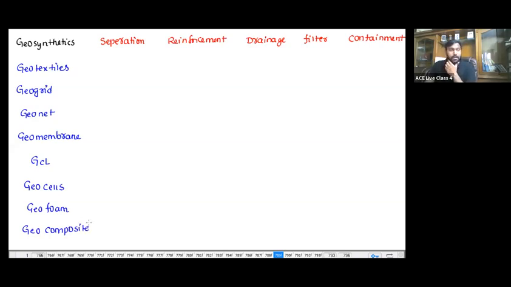Now let's see what the purposes are. In the case of geotextiles, it can be used as a separator. Yes. It can be used as reinforcement. Yes. Drainage. Yes. Filter. Yes. But containment. No. So the geotextiles can be used for all except containment.